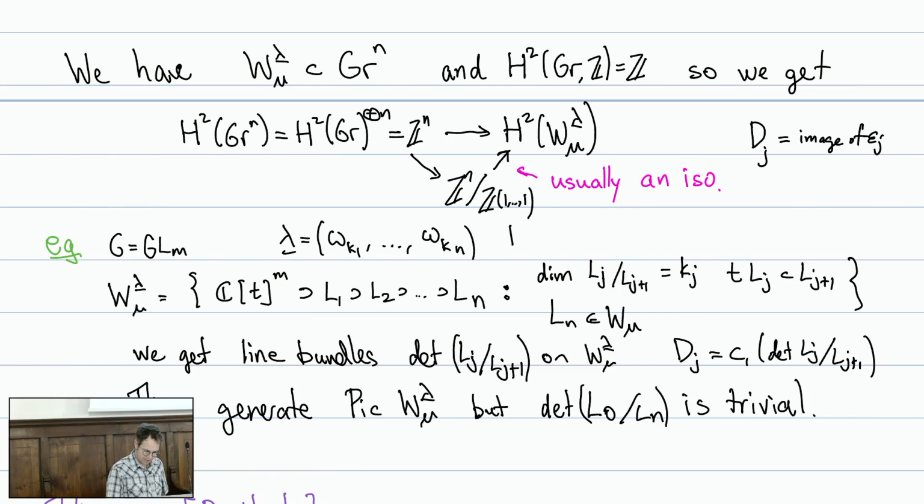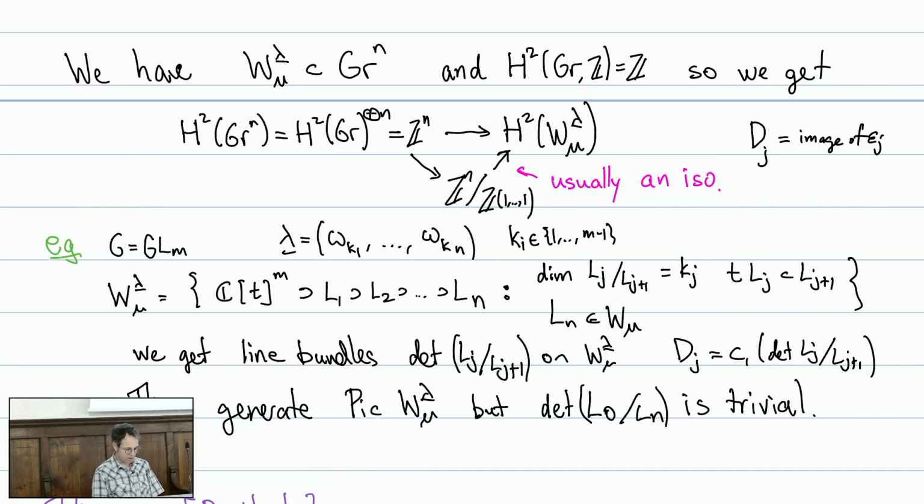Where these numbers k_i are between 1 and m minus 1. And then this corresponding convolution space, well, let me ignore the mu for a second, but the corresponding convolution space will be a decreasing chain of lattices, L1 and so on up to Ln, where the k's indicate how much the lattice jumps.